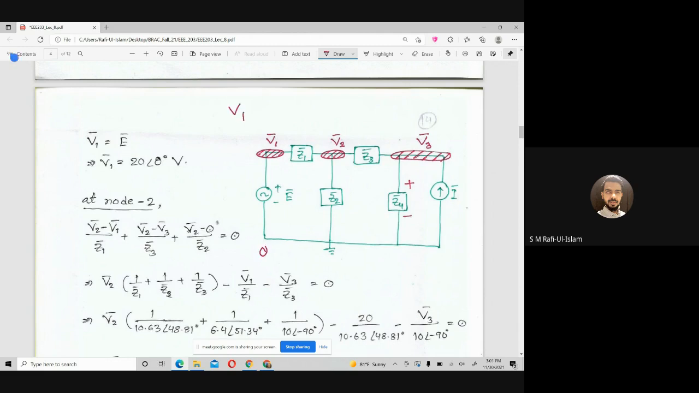I already know the value of V1. So that V1 is nothing but the E. So I need to write down the equation for the other two node voltages, V2 and V3, just like the previous example. How do you actually do so? I can write down the node equation here: V2 minus V1 divided by Z1, V2 minus 0 divided by Z2, V2 minus V3 divided by Z3. These three branches are equal to 0.